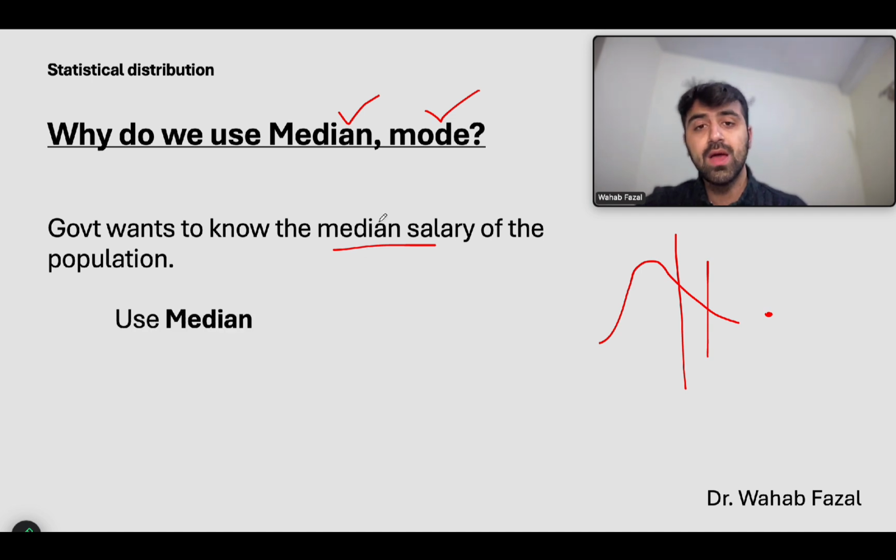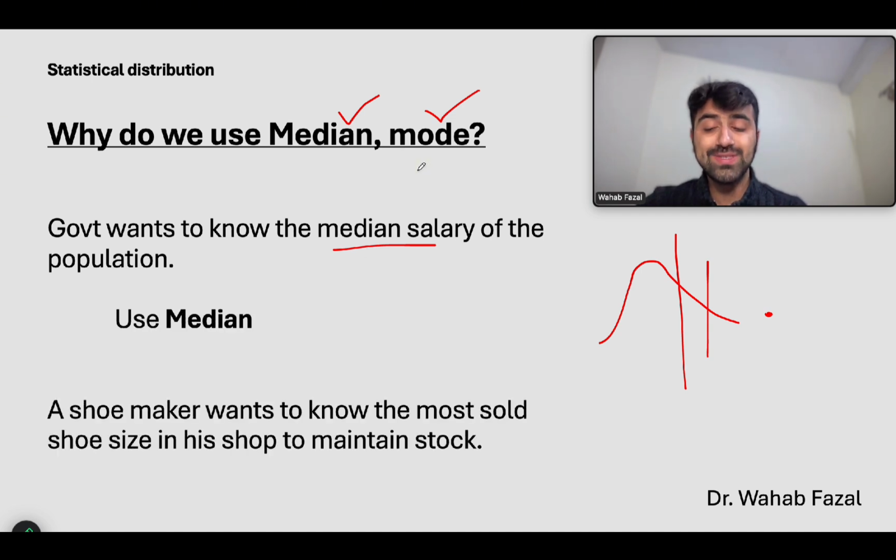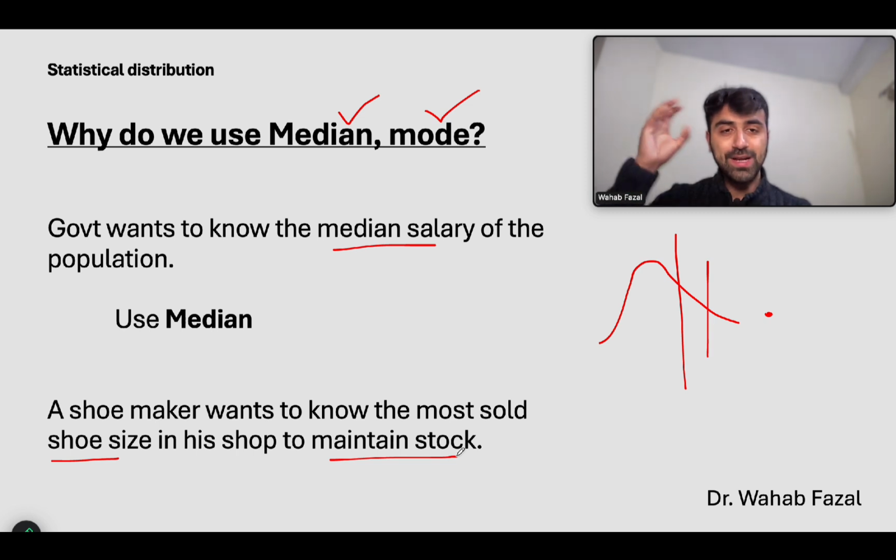Therefore you use median. When do you use mode? A use case that exists in real life is that, for example, a shoemaker wants to know the most sold shoe size in his shop, so that he can maintain stock of that particular shoe size for all of his available products. So in that case, he will use mode. So there are particular use cases that exist for each one of these modalities: mean, median, and mode.